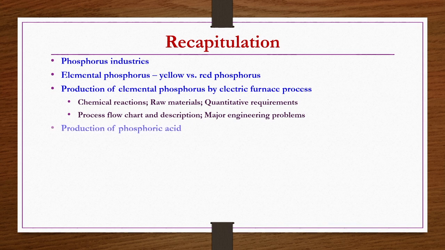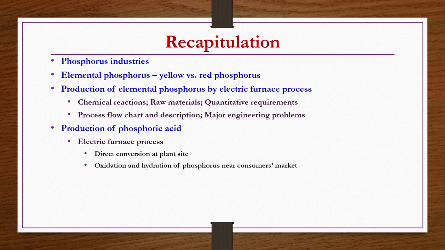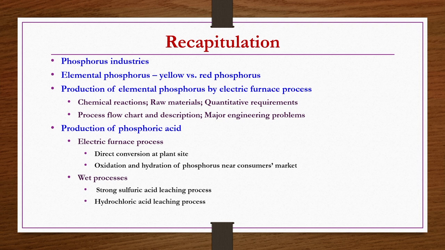Then we started discussions on production of phosphoric acid. We realized that there are three important methods. One of them is the electric furnace process, under which two different options are there: direct conversion at plant site, and then oxidation and hydration of phosphorus near the consumer's market. The second method for the production of phosphoric acid is the wet process. Under the wet process, again two options are there: the strong sulfuric acid leaching process and the hydrochloric acid leaching process. The third one is the blast furnace process, which is no longer competitive.